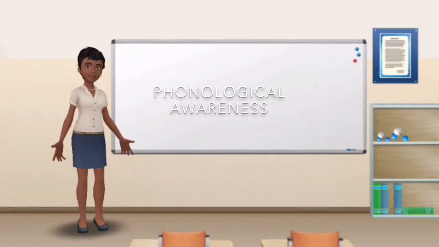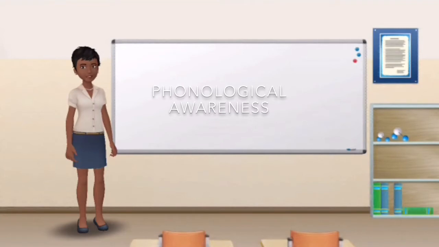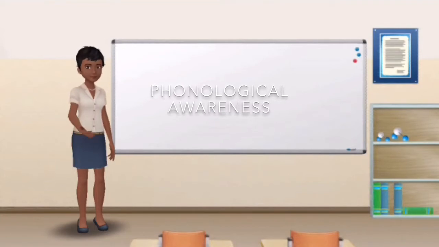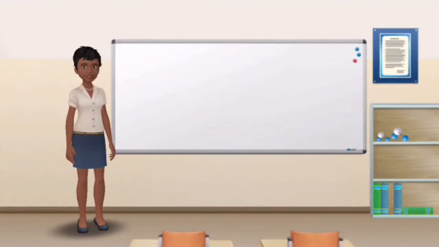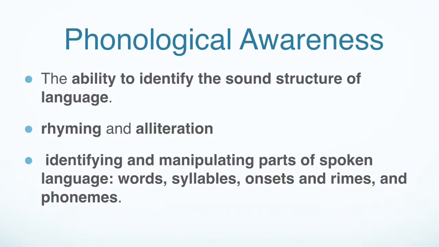Okay. The first thing we need to focus on is the definition of phonological awareness. So, what do we mean when we use this term? Phonological awareness is a very broad term. It refers to the ability to hear the sound structures of language. Phonological awareness includes rhyming, alliteration, syllables, onsets, rhymes, and phonemes. That seems like a lot, doesn't it? Don't worry. We will discuss each of these areas in detail.